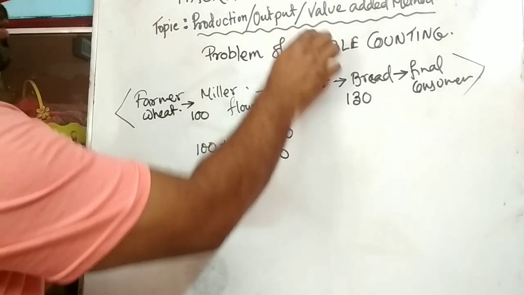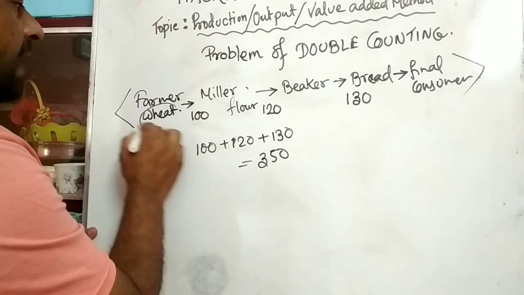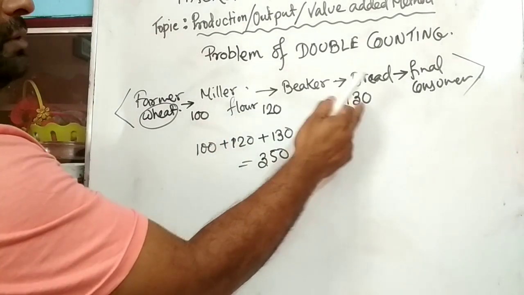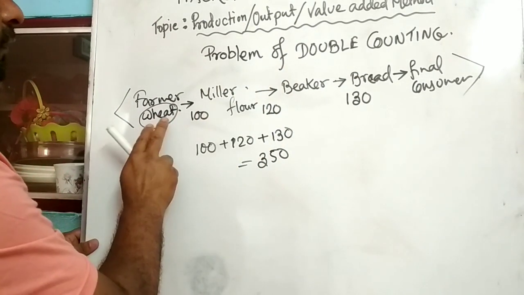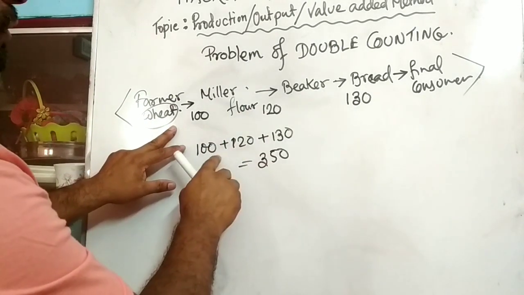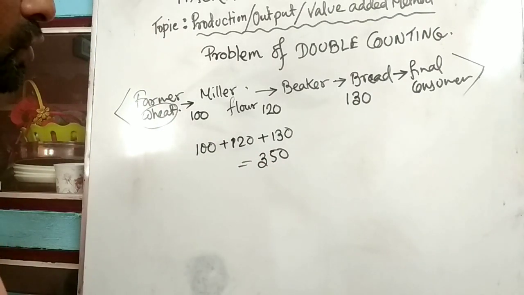Here the problem of double counting is there. Because of why? Because the price of wheat is reflected everywhere. Here also it is reflecting, here also it is reflecting. But the value of wheat should be included only once, not again and again. So here we are including it again and again. Okay. Now how to solve it?